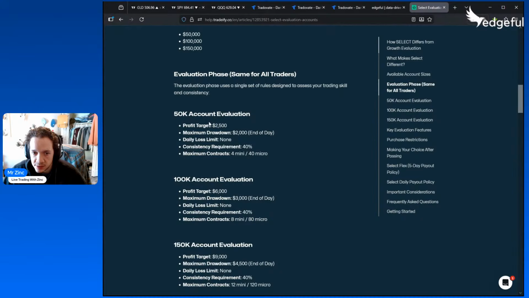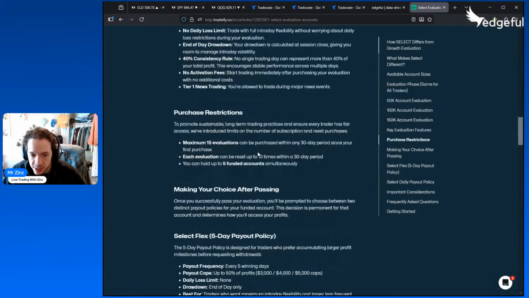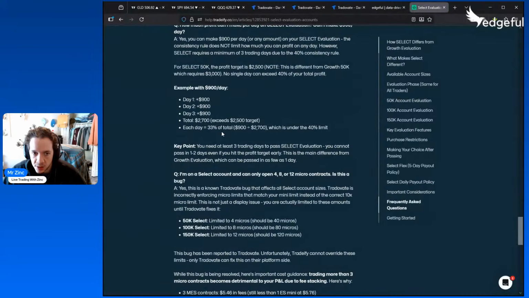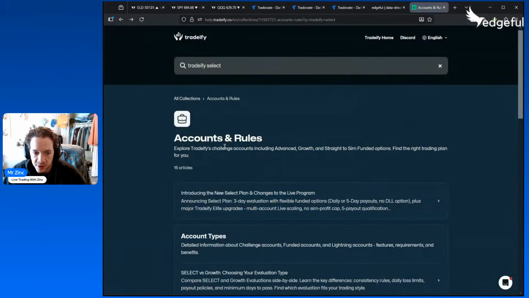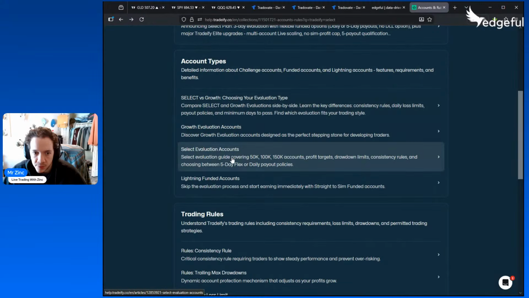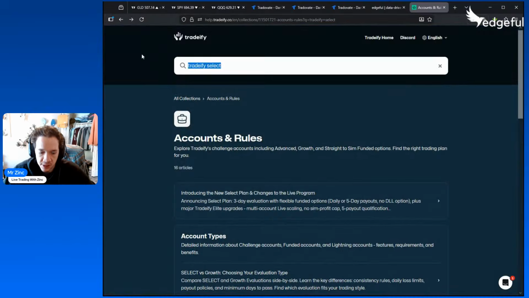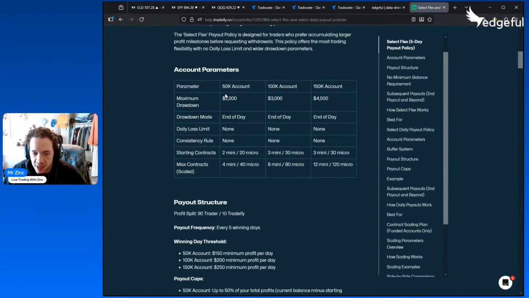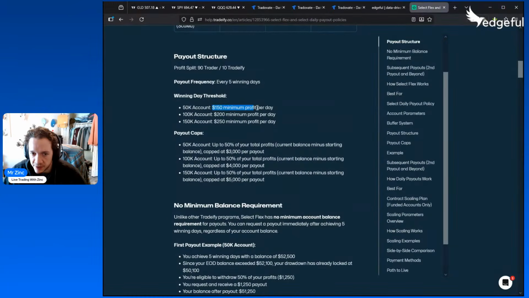For the 50K accounts, profit target 2,500, 2,000 drawdown, 40% consistency. So it's 3 days to pass regardless. But once you get to the funded account, okay, oops, I'm on the evaluations. I need to find the rules for the select accounts. There we go. So the flex account, the one that gives you higher payouts, you have to hit a 150 minimum profit day, and it's 5 days for each payout. Obviously, that's the downside as opposed to everyday payouts. But I see the biggest issue here being 150 is what you have to make.